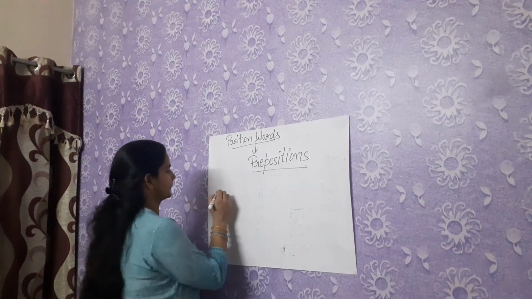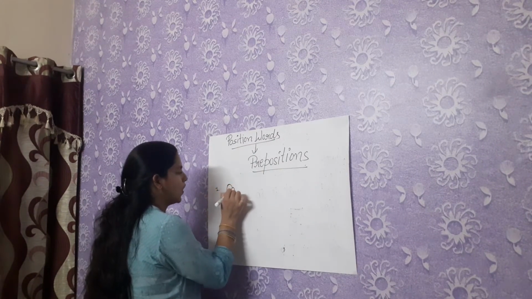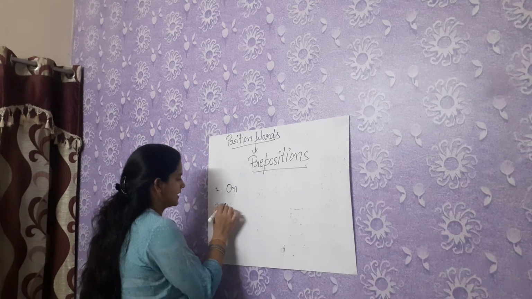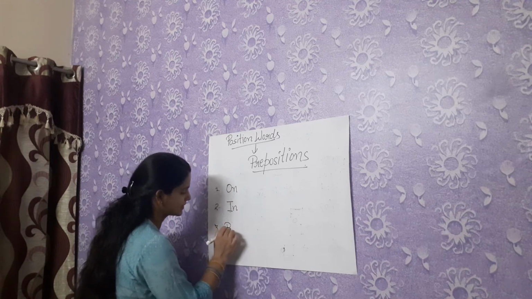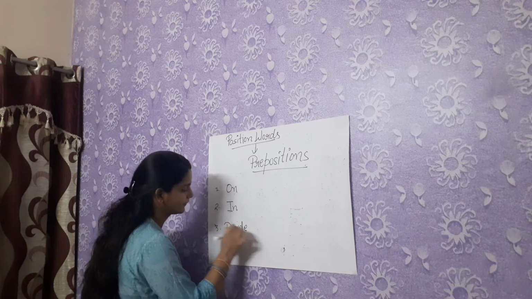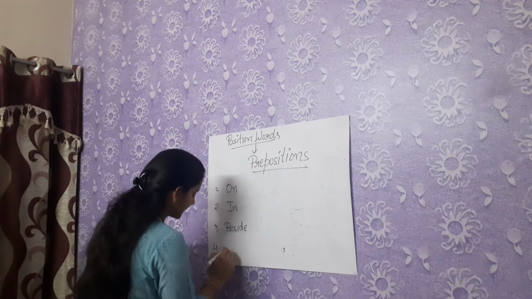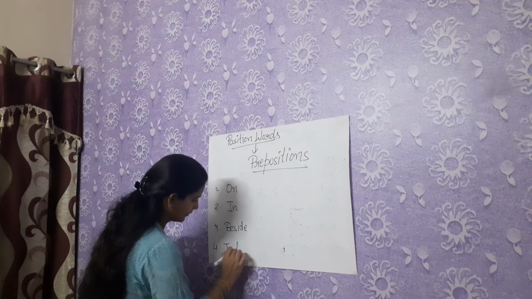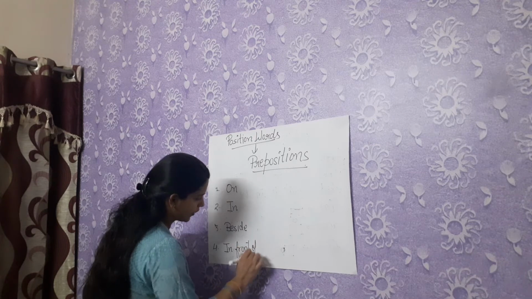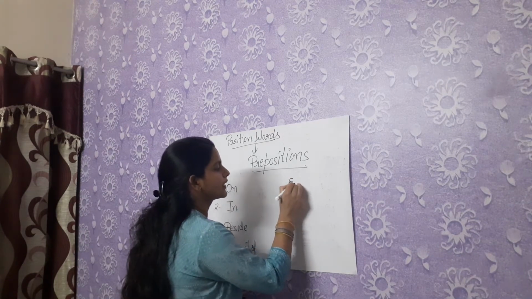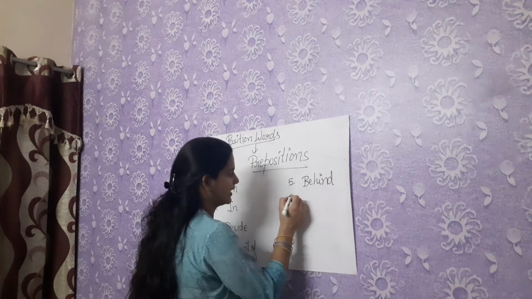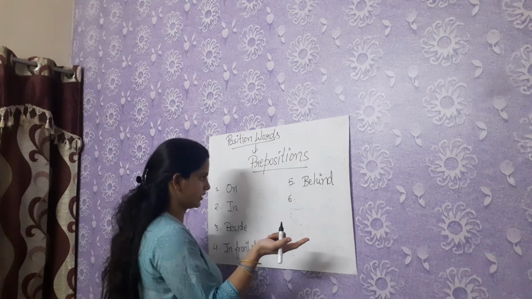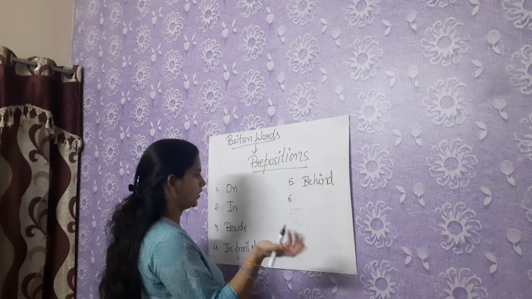I'm just going to introduce some of the words here. The first word is on. The second is in. The third is beside. The fourth one is in front of. The fifth word is behind, which we generally use. And the sixth word, you can choose, like above.